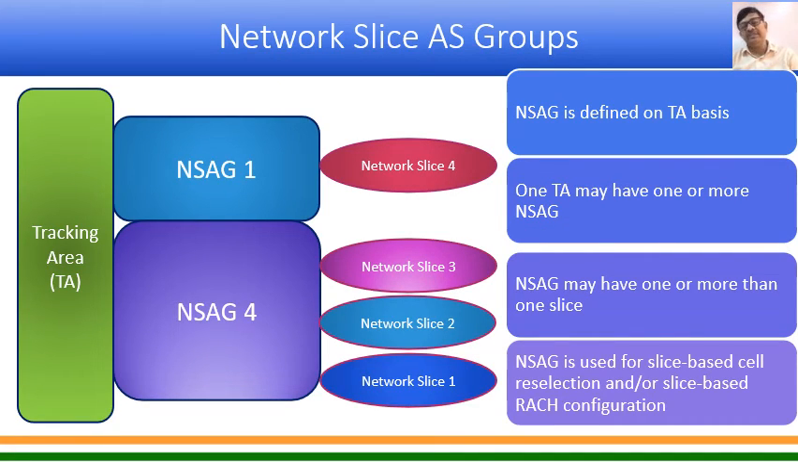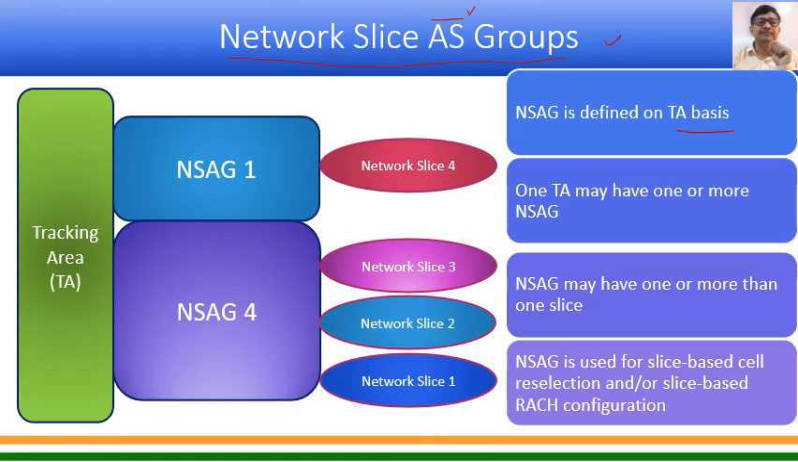Now to support this, there is a concept we call network slice AS group. AS here is access stratum. That means the radio part or access part. If it is radio, then the RAN part. So onto the radio side, there is also a group of network slices. They are grouped together, and these groups are defined on a tracking area basis.